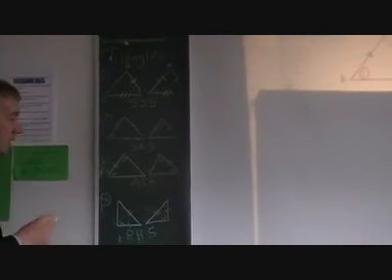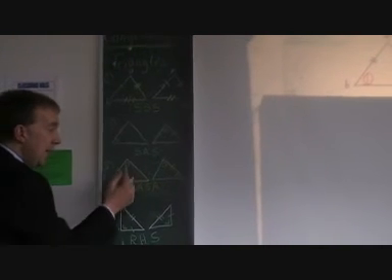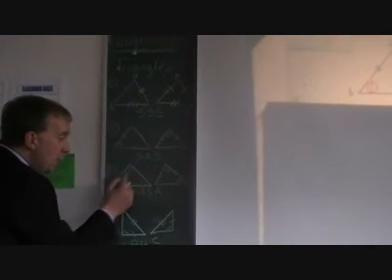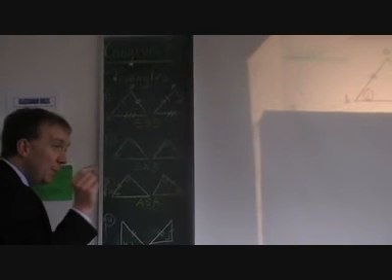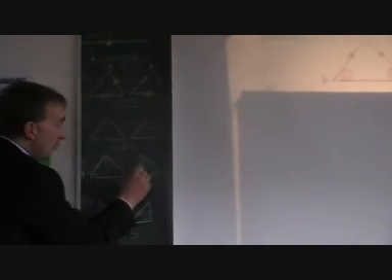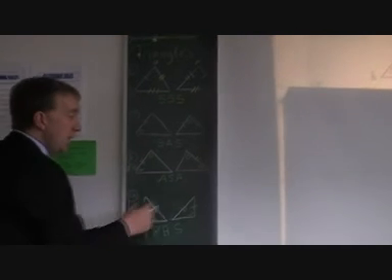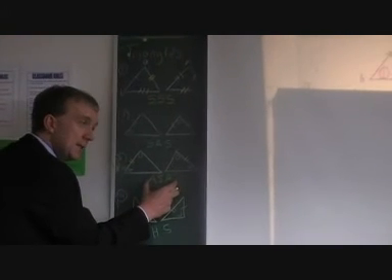Okay, the third reason why they could be congruent is because of angle, side, angle. If two angles and the side in between them are equal in measure to two angles and the side in between them, then they're congruent because of angle, side, angle.